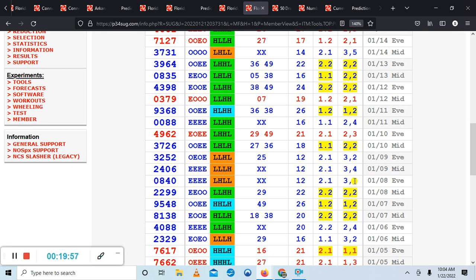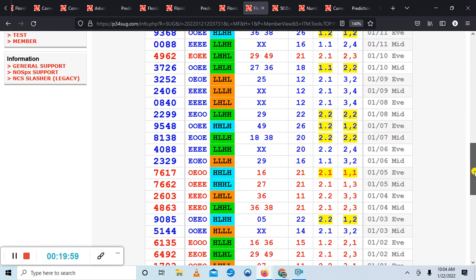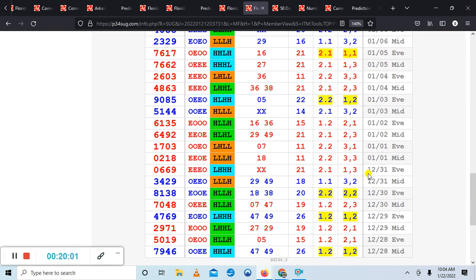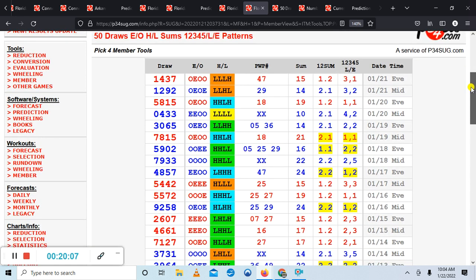See, 2 or 4, it's always blue. A 5 would be blue too. So it's 2, 4, and 5. 2, 4, and 5 makes it an even sum in the right digit, second digit column.